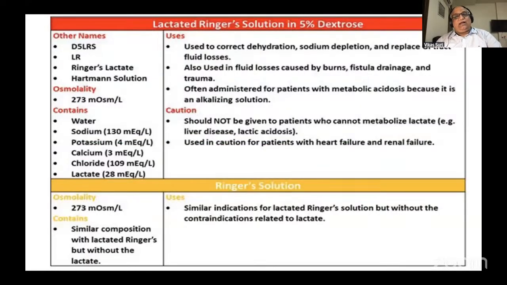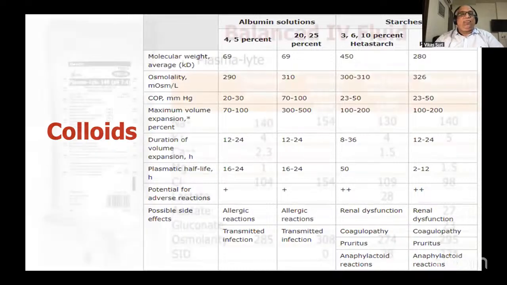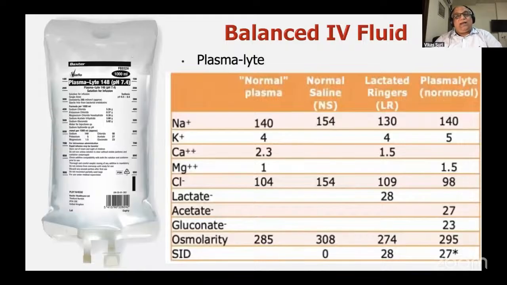Then we have ringer lactate solution, where the osmolality is 273, and you have a sodium of 130 and a potassium of 4, but it contains lactate at about 28 milliequivalents per liter. Then we have a ringer solution or a balanced fluid, which I'll be talking about, in which there is no lactate. The colloids include albumin and the starches. They have potential side effects in the form of allergic reactions and a tendency to cause renal dysfunction and coagulopathy, which limits their use in sepsis. So coming to a balanced IV fluid, that is Plasma-Lyte, which is the recommended one now. I'll be talking about it in my later slides.